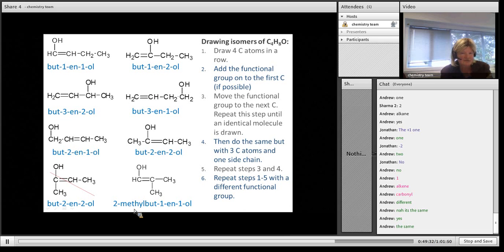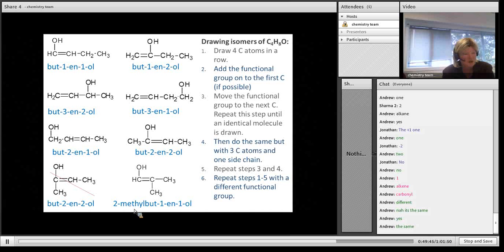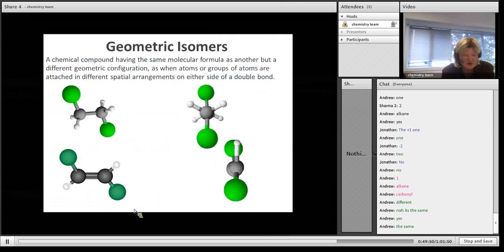So that looks quite complicated, but you just need to be systematic and move things along and write the name to check whether it's something different. And if you come up with the same name, then you haven't drawn a different isomer. Okay, so I think we'll still have time to do the other isomers, so let's go through it.